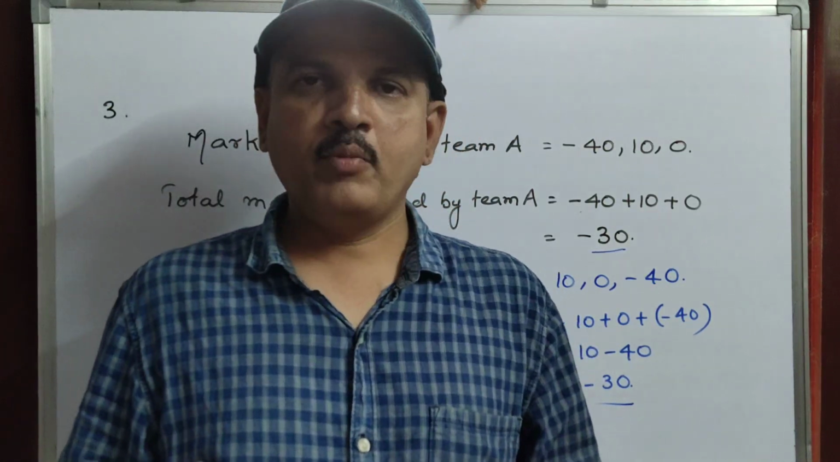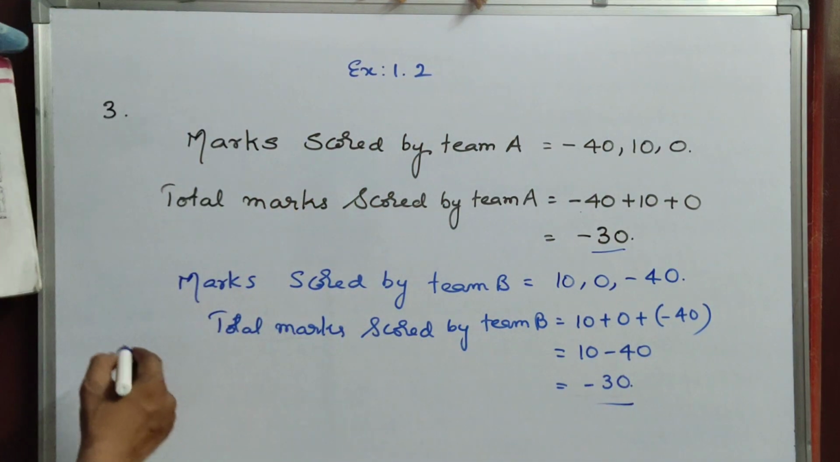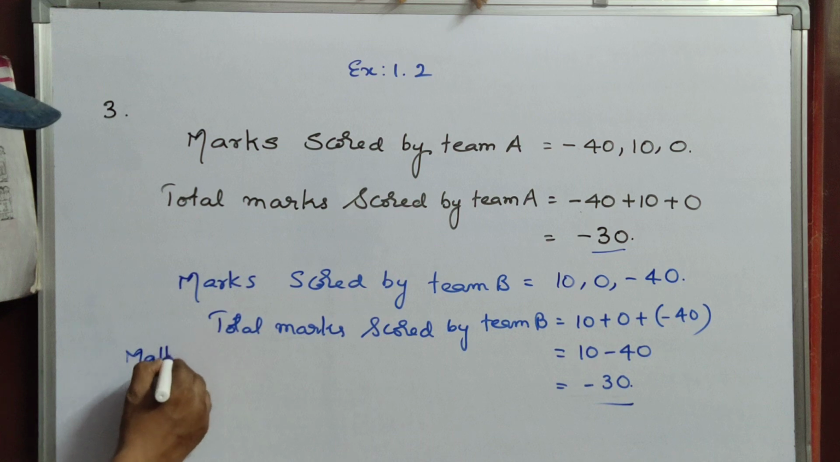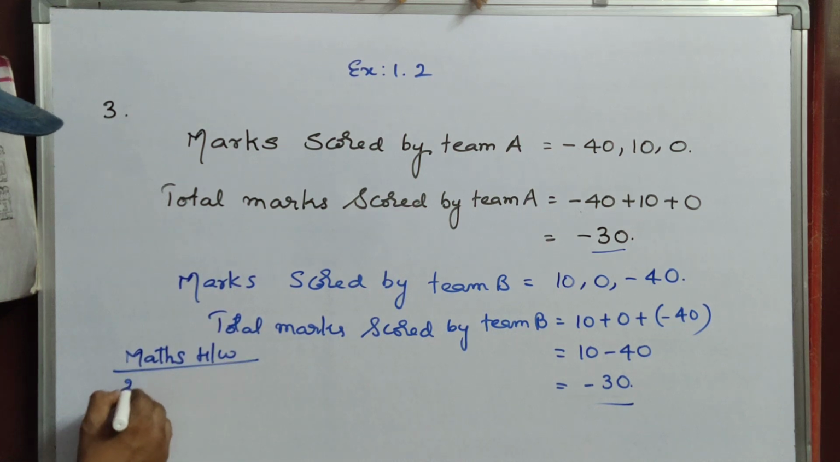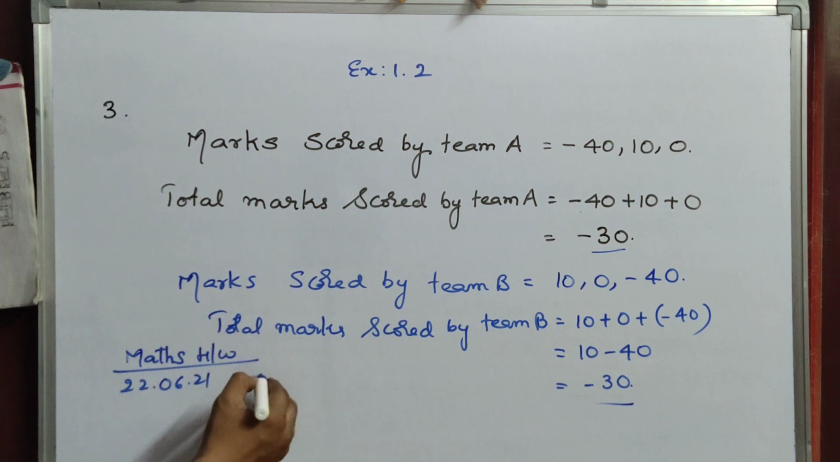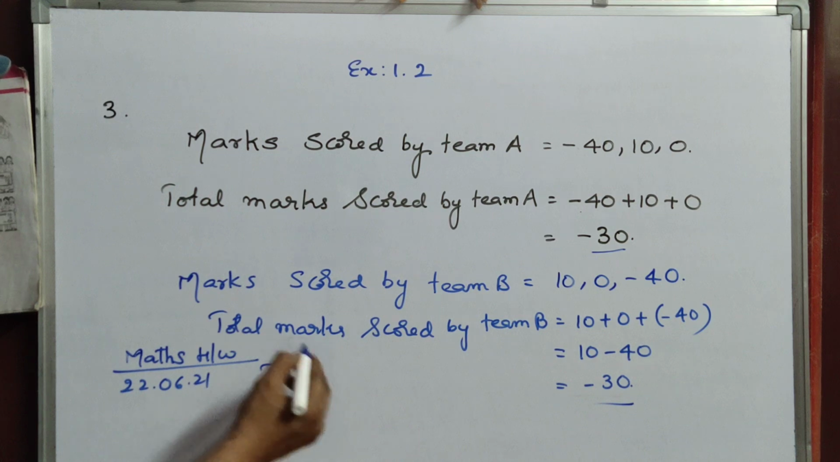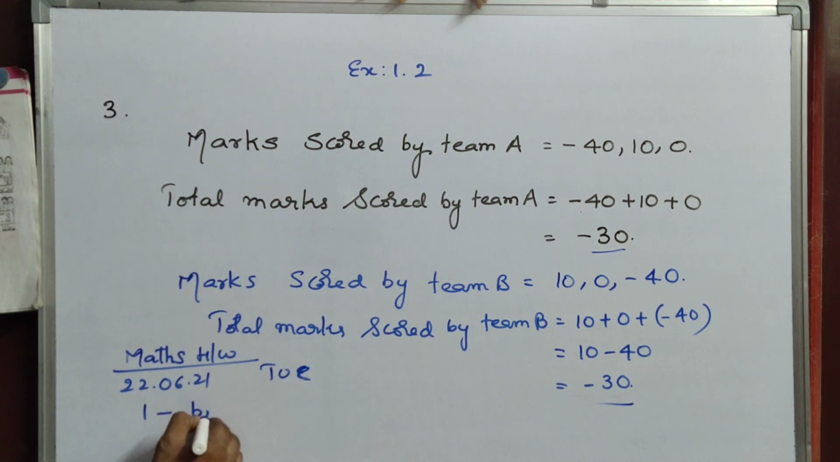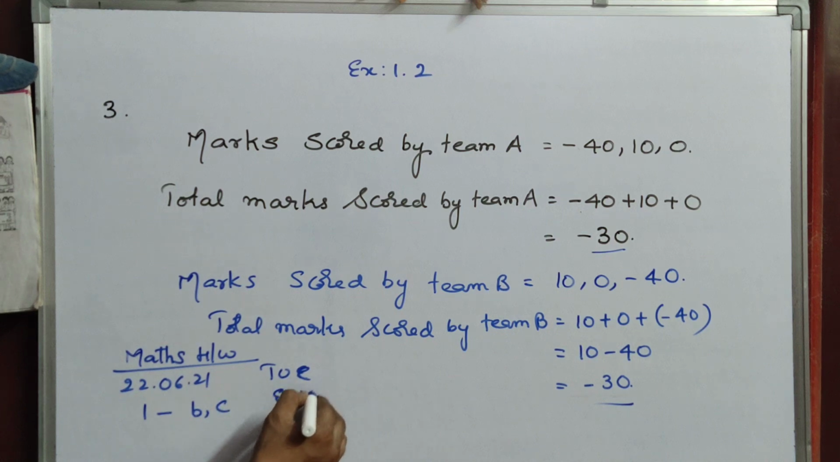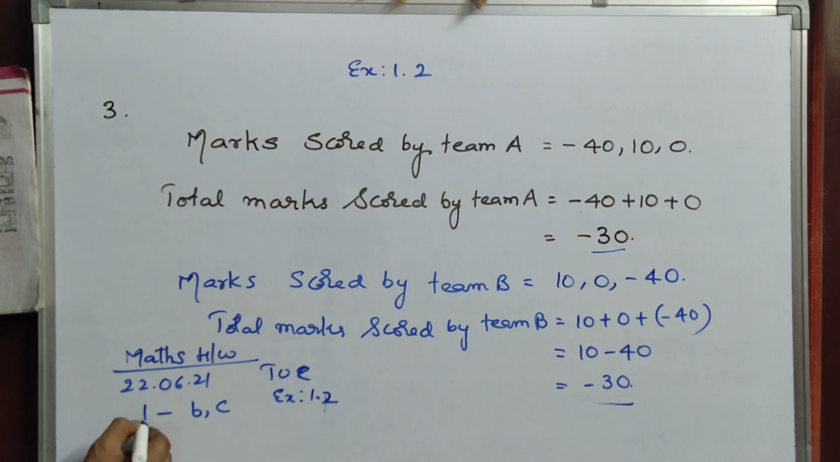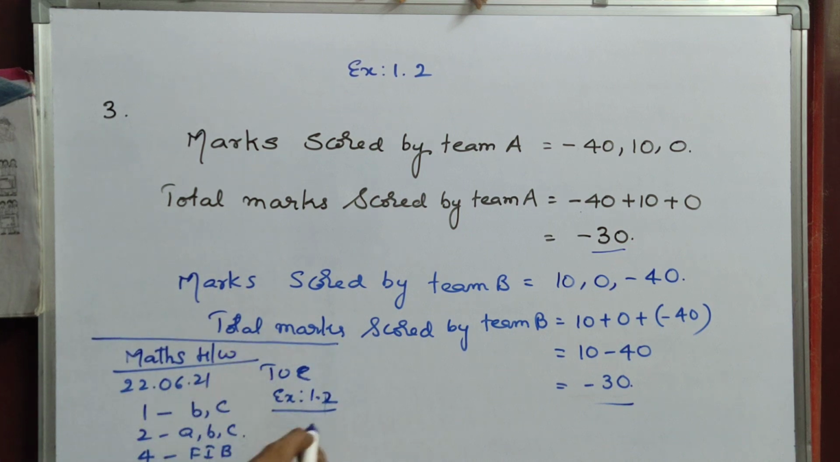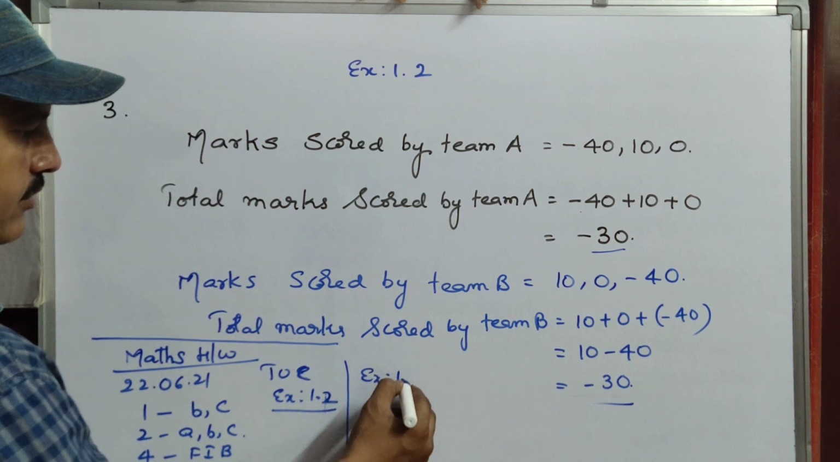Okay. And fourth Roman, homework. So all of you note down your homework, children. Maths homework. 22/06/21. Okay, Tuesday. Next, first Roman, B, C. Which one? Exercise 1.2. First Roman, BC. Second Roman, ABC. And fourth Roman, FIB. FIB means fill in the blanks. So this is exercise 1.2. Next, exercise 1.1. That is also homework.